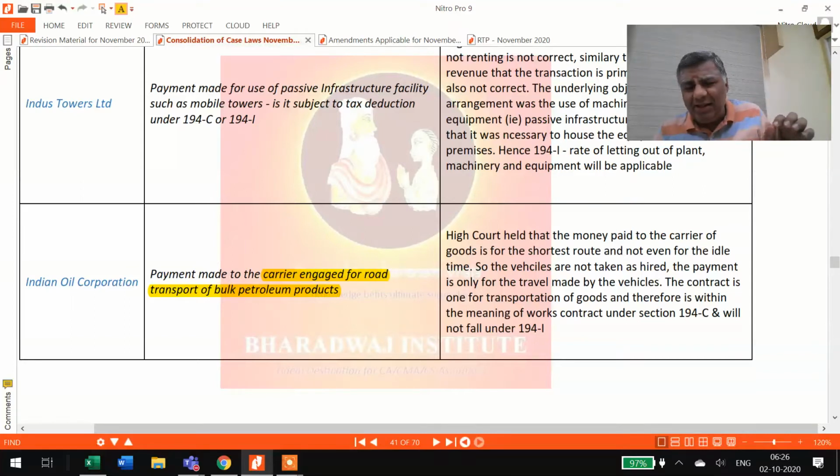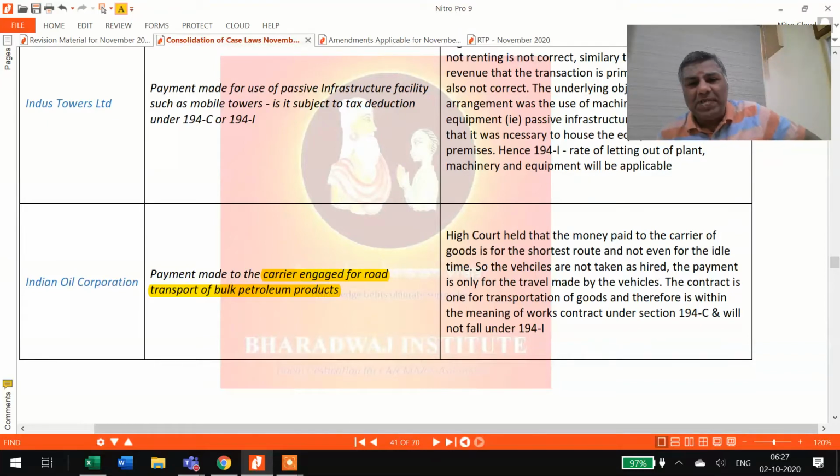IOCL will want petrol tankers, and they are not owning tankers. They make transport operators own them and enter into a contractual obligation. Per running kilometer they pay. Are they hiring the vehicles? So is 194I applicable? Is it a contractual obligation?